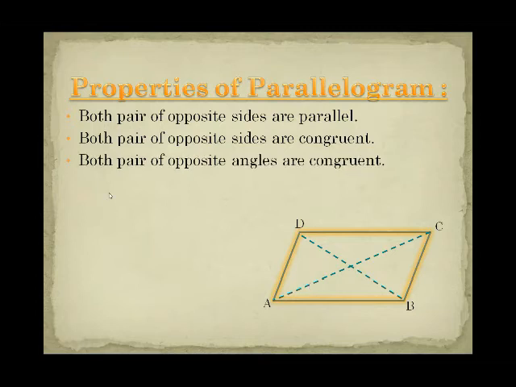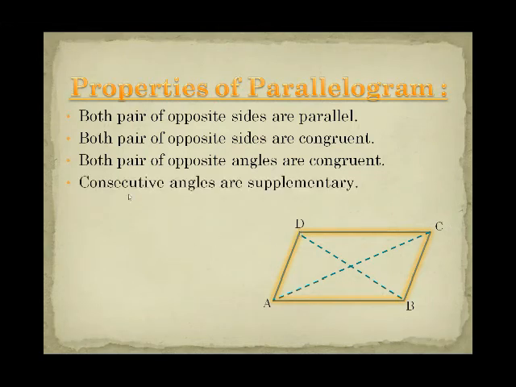The third property is both pairs of opposite angles are congruent. We already discussed opposite angles in the definition of a quadrilateral: opposite angles are those opposite each other, meaning angle A and angle C are opposite. So in a parallelogram, both pairs of opposite angles, angle A and angle C, and angle B and angle D, are congruent.